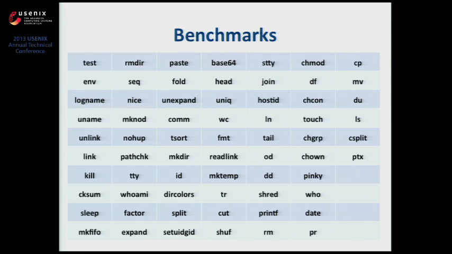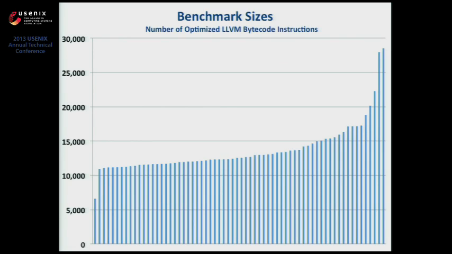These are probably programs that you've used quite a bit. So these are the GNU coreutils. Just to give you an idea of how big these programs are, even though they may seem small, they're actually very large programs because they pull in a lot of library code. Here you'll see that almost all of them have more than 10,000 instructions of optimized LLVM code.